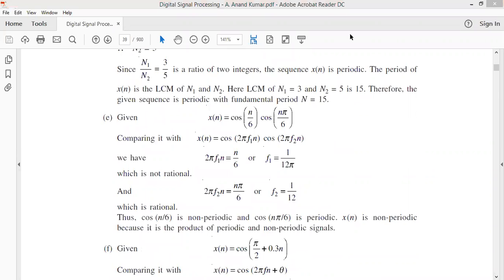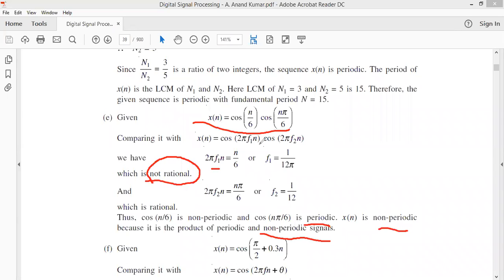Or directly also, if you observe, it is solved directly. So f1 is found. What is f1? We got 1 by 12 pi. F2 is 1 by 12. Since one of the frequencies is a non-rational number, the multiplication of these two signals will become non-periodic. One signal is periodic, the other one is non-periodic. That is why the multiplication will become non-periodic.